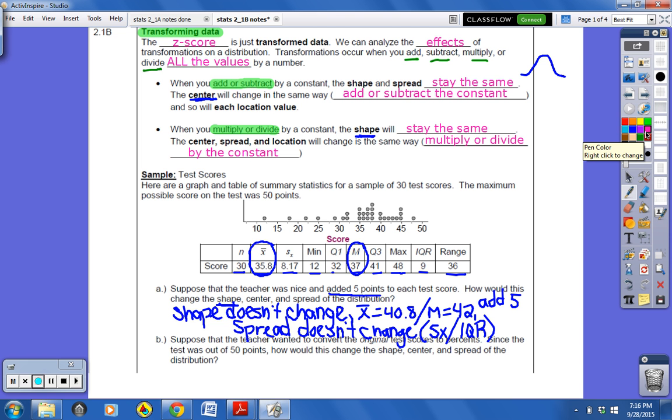Okay, suppose the teacher wanted to convert the original test scores, not the extra 5 points, but the original scores from our distribution, to percents. Since the test was out of 50 points, how would this change the shape, center, and spread of the distribution? To make it a percentage, I would make it out of 100 points, so I would multiply each value by 2. How would that change my shape? Shape would stay the same. If it's skewed to begin with, it's going to be skewed after I transform it.